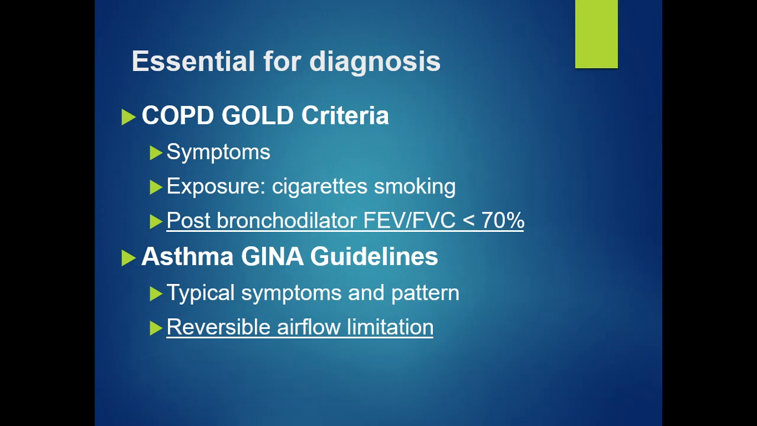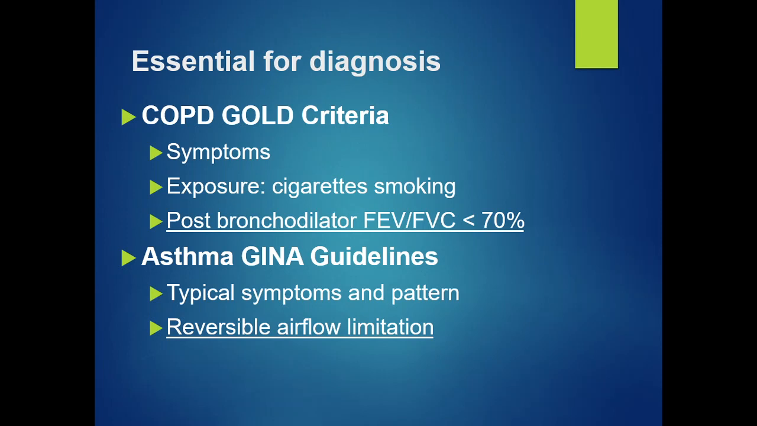Spirometry is an essential component in the diagnostic criteria for important and common diseases, like the GOLD criteria for diagnosis of COPD, on top of the symptoms and the exposure to cigarette smoking. A post-bronchodilator FEV1/FVC ratio less than 70 is essential to diagnose persistent airflow limitation and diagnose COPD.